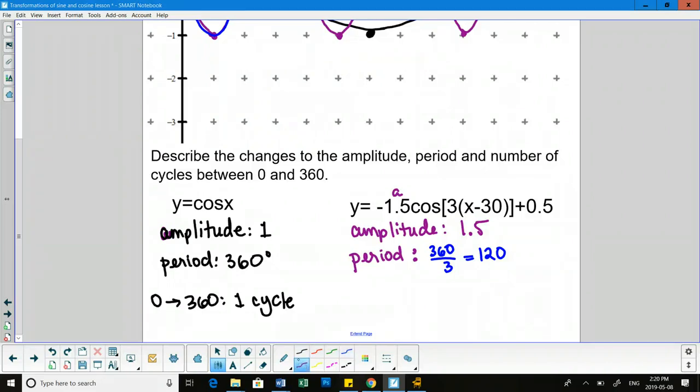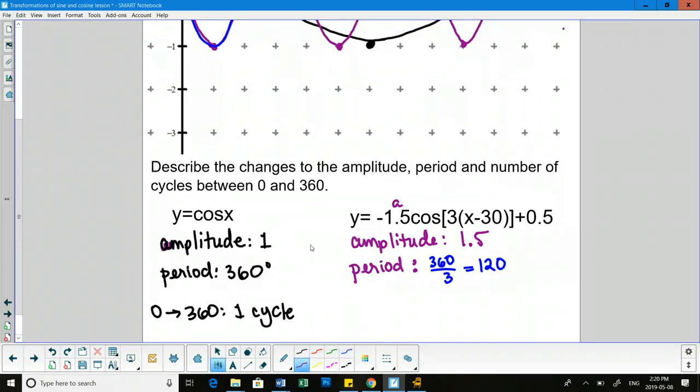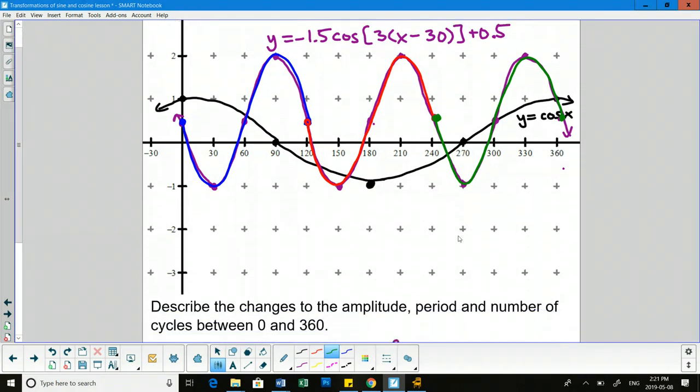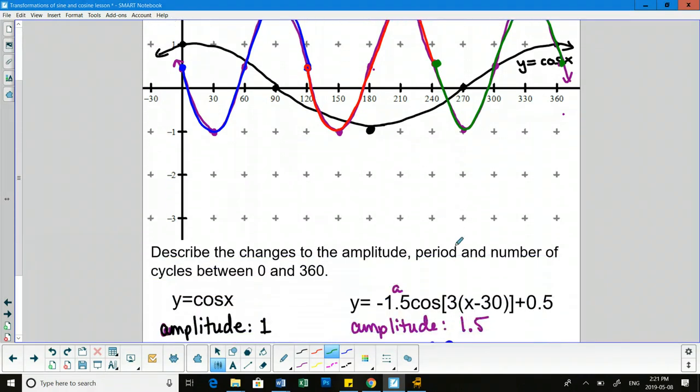Okay, and if you guys count here, how many cycles are we able to fit between 0 and 360? There's 1. Here's another one. So that's 2 cycles right there. Yep, we can fit 3. What does this have to do with our equation? It's the K. So the K value actually tells us how many cycles fit between 0 and 360.